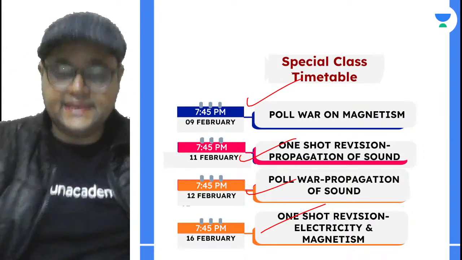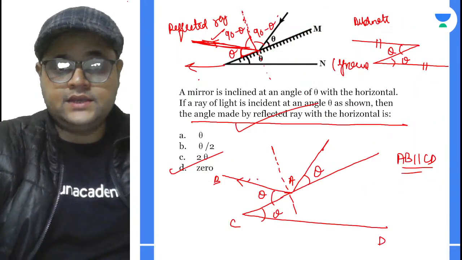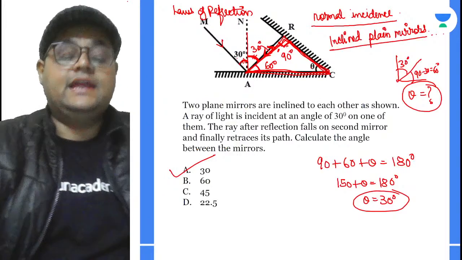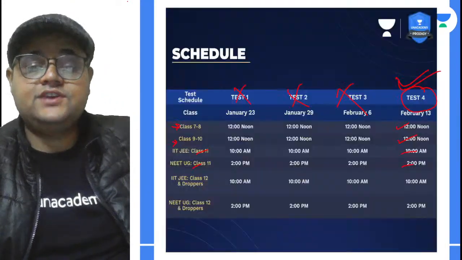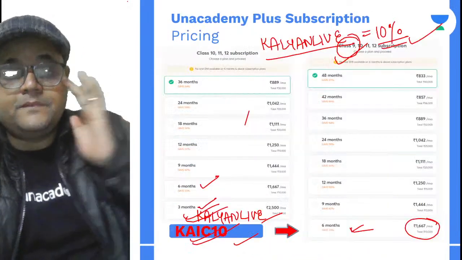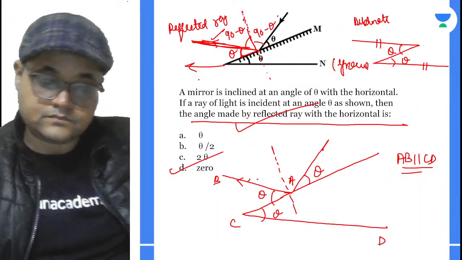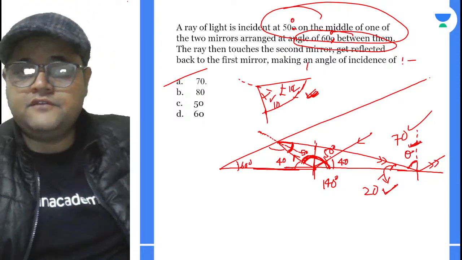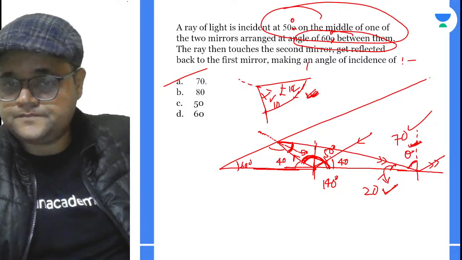Don't forget to do these three questions, 1, 2 and 3. We have done these three questions. Try and solve them yourself. They involve basic geometry. If you know basic geometry, you will be able to solve all the questions. I hope you have understood this question as well. Yes or no?